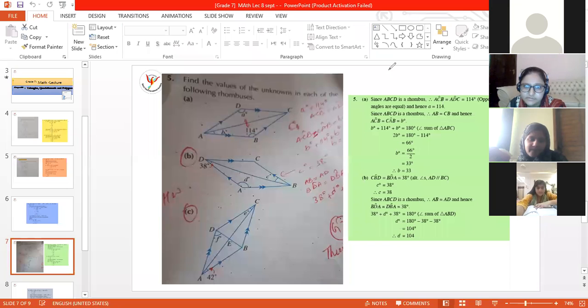Ma'am, corresponding angles are equal to each other? Yes, corresponding angles are equal, alternate angles are equal, and the sum of interior angles is equal to 180 degrees. Okay. Ma'am, reflex angles are between 180 and 360? Yes, reflex angles are between 180 and 360. Okay.